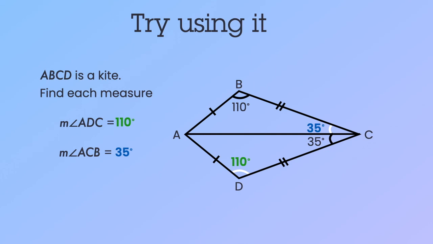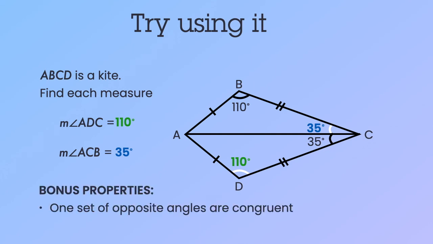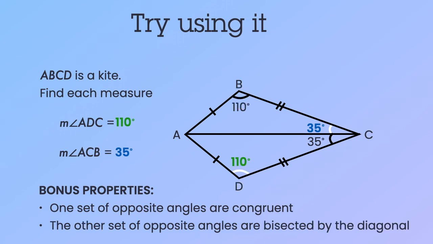So here are some bonus properties about our diagonals that we've just kind of experienced. One set of the opposite angles is going to be congruent. Not both sets, because that would make it a parallelogram. But one set is congruent. The other set is bisected by the diagonal. So you see the 35s there? That originally, in the original kite, was a 70-degree angle that was bisected when we drew the diagonal.